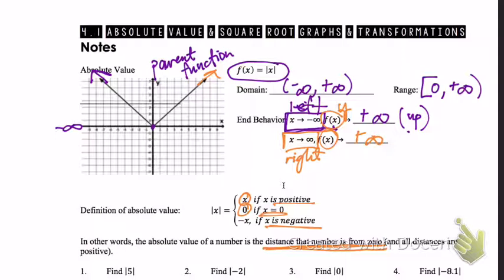So for all of these, if you're finding the absolute value, it's just the number inside. So it would be 5, 2, 0, and then 8.1. Very simple.